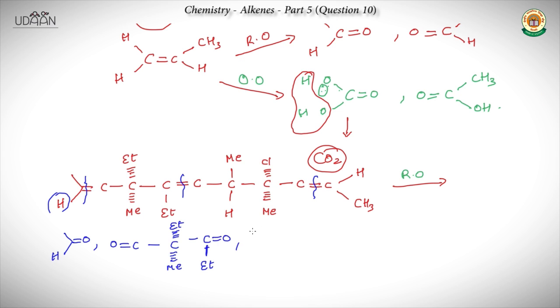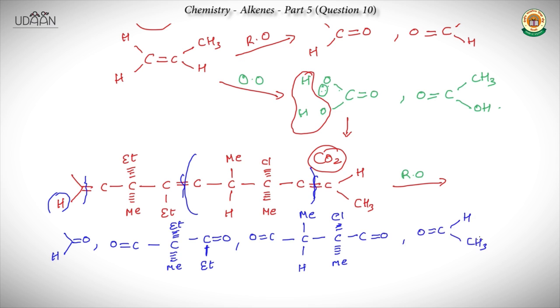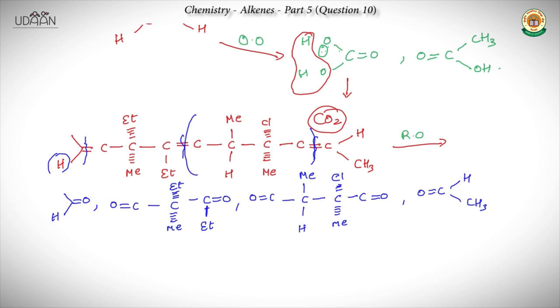Now this is one compound, and you also have one more compound for this part. For this you have O double bond C, C, Me, H, C, Cl, Me, C double bond O, and O double bond C, H, CH3. Now, in the question you are asked to find the number of optically active products. These are our final products.